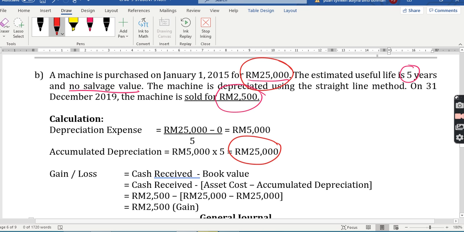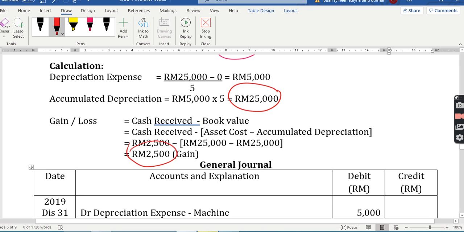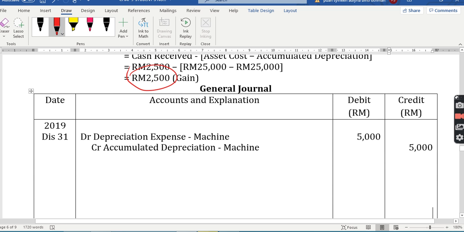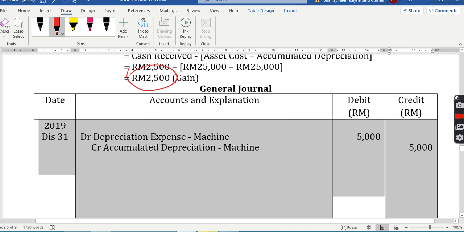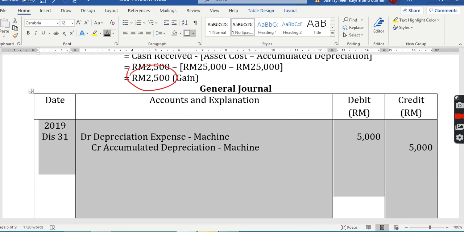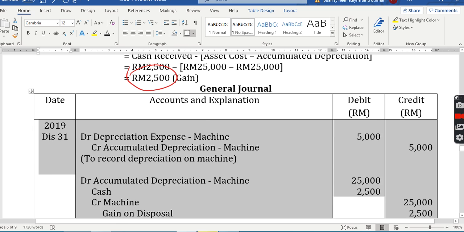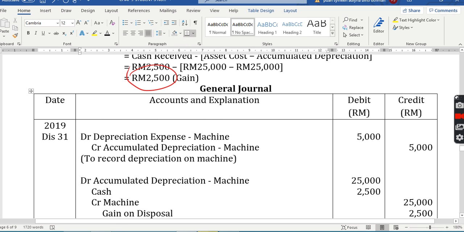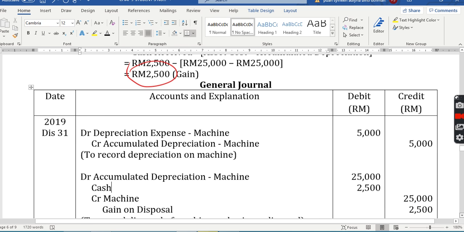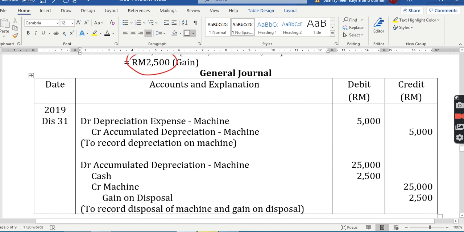But you must remember, you are selling the asset, so that means you will debit 2,500 because we receive money from the transaction. So for this particular transaction, I will debit accumulated depreciation 25,000, and then I will debit cash because I receive money from this selling. And I am closing the machine account, so I credit machine 25,000.